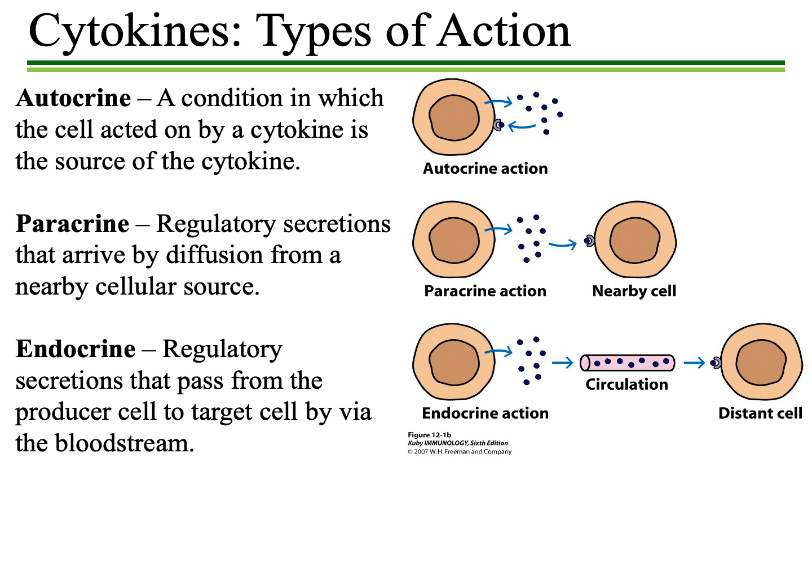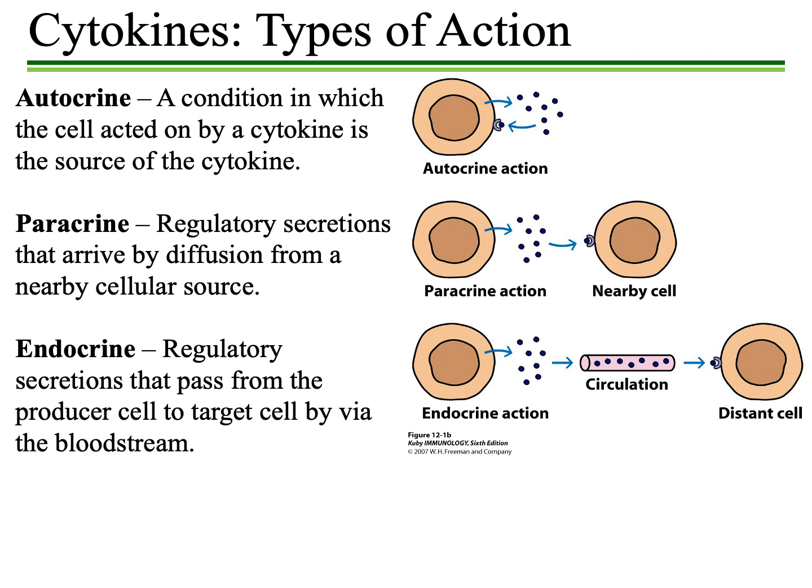The second category is paracrine function, and this is where regulatory secretions arrive by diffusion from a nearby cellular source. So in this particular case, you have a cell that is producing the cytokine. That cytokine travels a short distance, typically by diffusion, to then have an effect on a nearby cell type. Typically, these are in relatively close proximity to one another. Most cytokines act in one of these 2 ways, meaning that they are either autocrine or paracrine, and they typically work at very short distances.